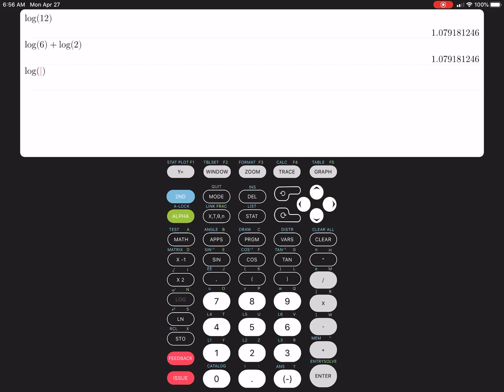Now this is going to work for any two numbers whose product is 12. So if I take log of 4 plus log of 3, if that's what you were thinking of, 4 times 3, yep, we get the same thing. And even down to, this should be pretty easy to see, log of 12 plus log of 1, because 12 times 1. So we can see that this property does hold true, in fact, that we can take the sum of two logs of numbers whose product is equal to 12.